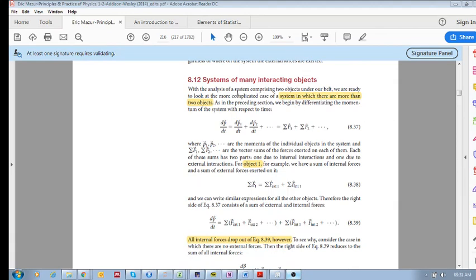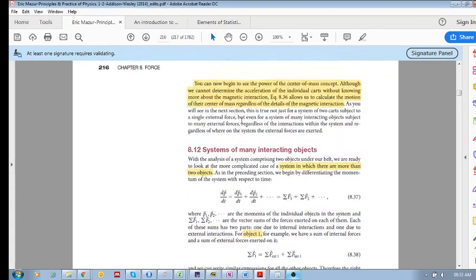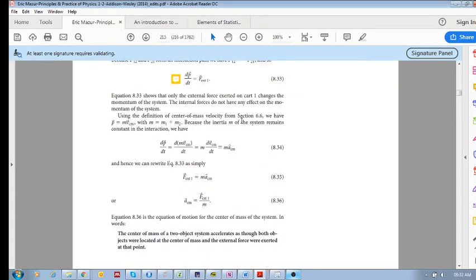Okay, so now in 8.12 we are going on to systems of many interacting objects. Remember in 8.11 we looked at systems of two interacting objects. And essentially what we found there was two main things. The first thing was that even if you have the objects inside your system interacting with each other, exerting forces on each other, if those two objects are inside the system, those two forces are internal and they cancel out.